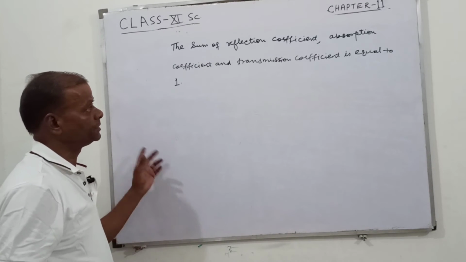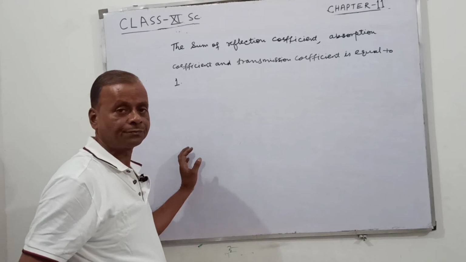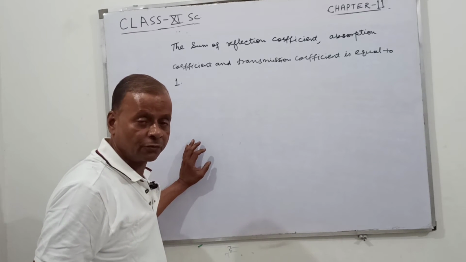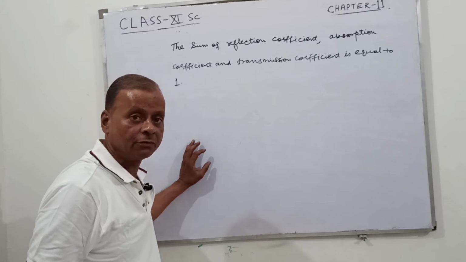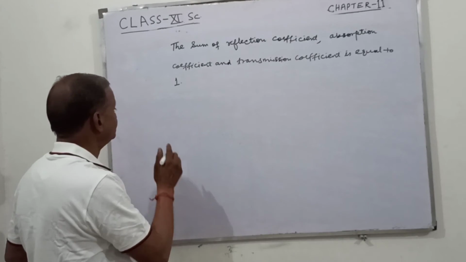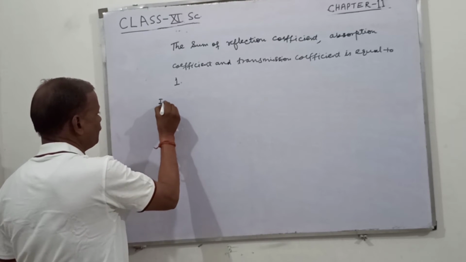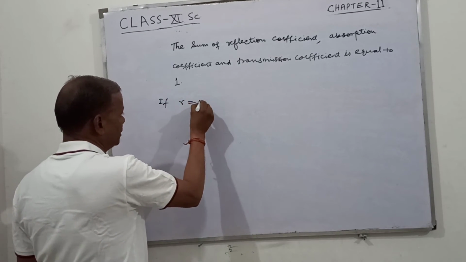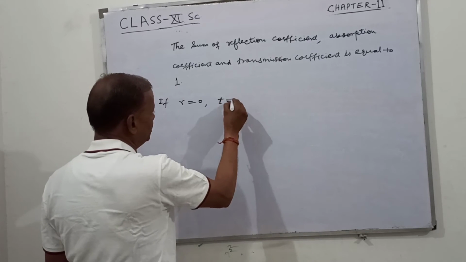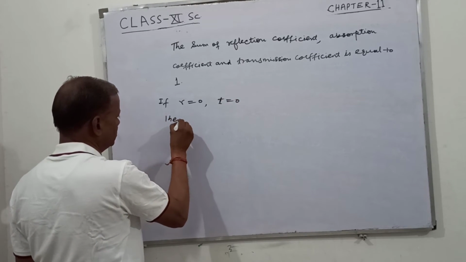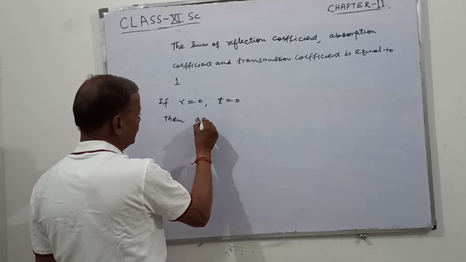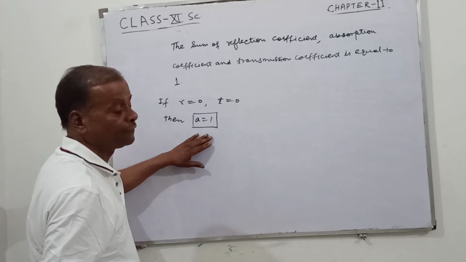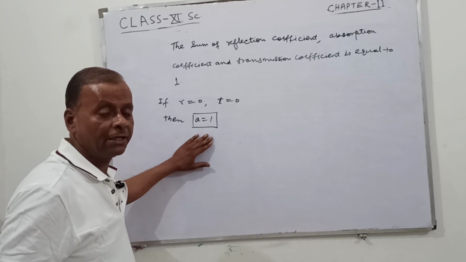Now, a very important thing here is that when the transmission coefficient and the reflection coefficient are 0, then A is equal to 1. If R equals 0 and T equals 0, then A equals 1. It means that whatever heat falls on the body is completely absorbed by the body.